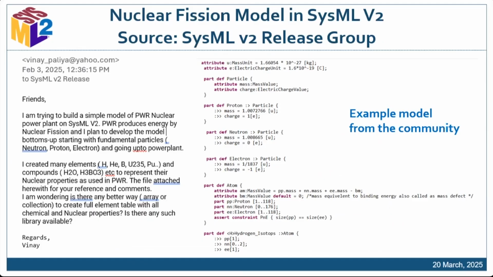And you can see some description. And he says, I've created many of the elements, hydrogen, helium, boron, and et cetera, uranium 235, et cetera, plutonium. At any rate, he's got all kinds of stuff there, basically building the periodic table. He was just asking for advice on our release group of how do I create that periodic table with a proper array. But what you see here, if you can make it out, is there's part defs for neutrons and protons and electrons and atoms with mass, particle mass values and all that stuff. And it goes on from there. This is a little snippet from his model.